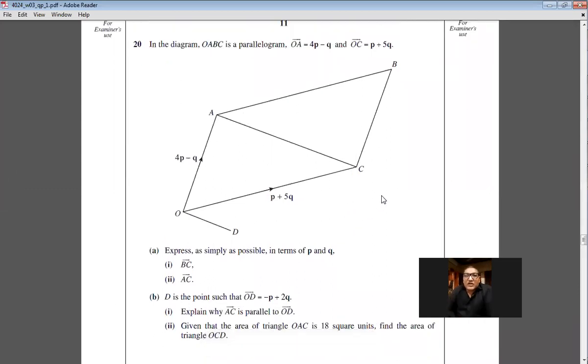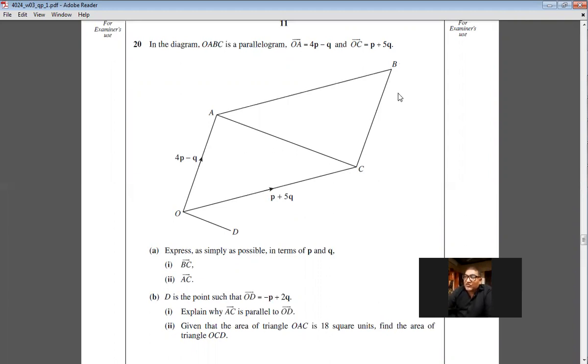Okay, in the diagram, OABC is a parallelogram. So O to A is 4P minus Q, and O to C is P plus 5Q. Express as simply as possible in terms of P and Q. You want to find BC. BC will be equal to AO, because it's a parallelogram and the opposite sides are equal.